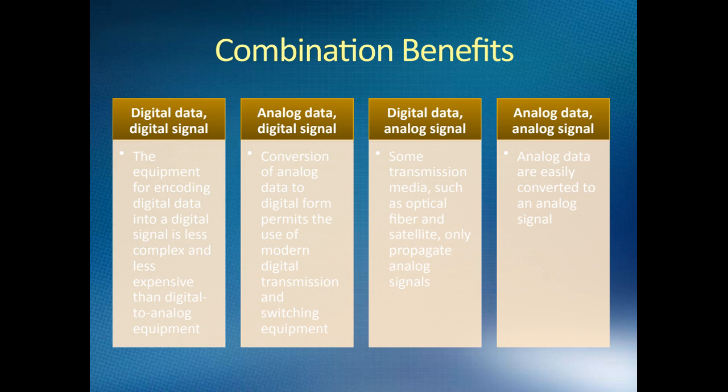If I have digital data and an analog signal, which we use the modem for, some transmission media such as optical fiber need analog. That's why we need to have this combination. As our colleague said, we still need to use analog and digital. If I want to send the output from my computer through fiber optic, I have to convert it into analog. Analog data and analog signal: in the old days, everything was analog. If you have analog data, it's easy to convert it into an analog signal.